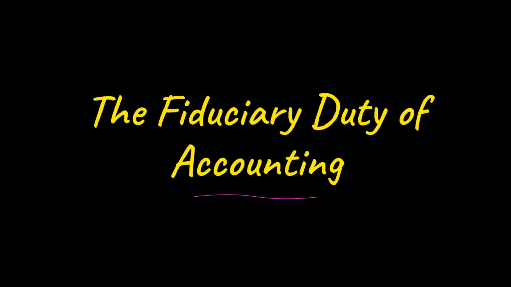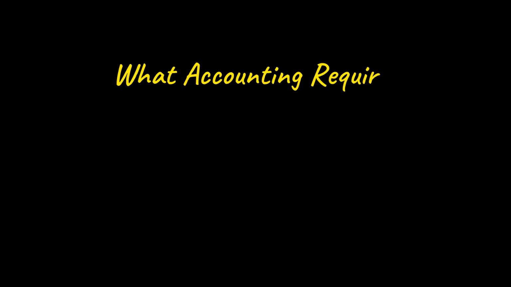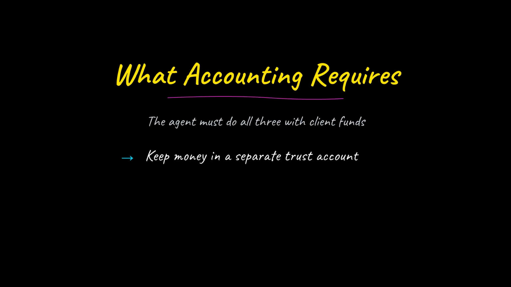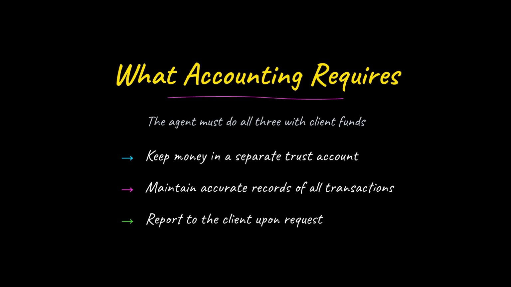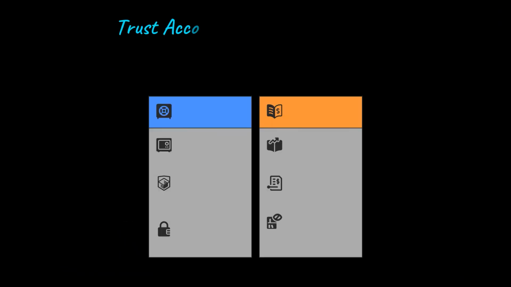Among the fiduciary duties an agent owes a client, accounting is the one focused entirely on money and property. It goes beyond a vague promise of honesty. It creates a concrete, enforceable obligation. The duty has 3 core requirements. Funds must be held in a designated trust account. Every transaction must be logged, and the agent must be able to show the client exactly what came in, what went out, and what remains.